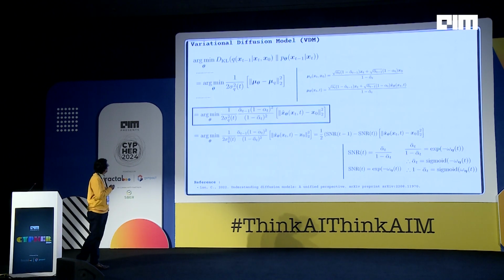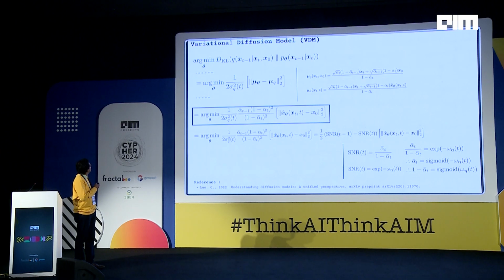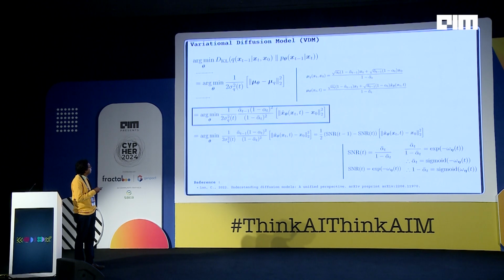Now, if you see here, this is your KL divergence. There are a lot of steps, but you can show that this is your minimization of mu theta. Mu theta is your parameterized one, and mu q is the actual one. You can show from here that this is your x theta hat, which you have estimated, and x0 is your original one.